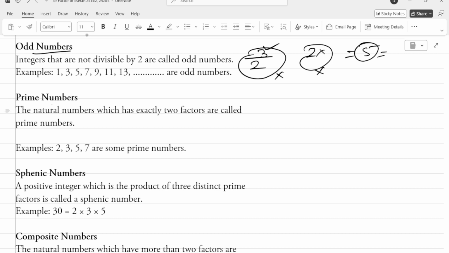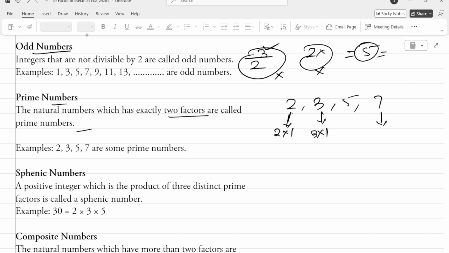Prime number: natural numbers which have exactly two factors are called prime numbers. For example, 2, 3, 5, 7. Here there are only two factors. 2 is 2 into 1. 3 is 3 into 1. 7 is 7 into 1. 5 is 5 into 1. That is a prime number. The only factors are 1 and itself. If only two factors are possible, we call it a prime number.